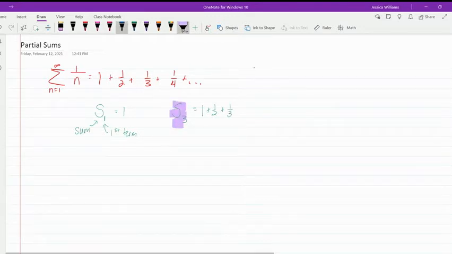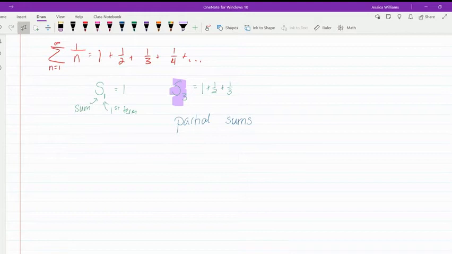These are called partial sums. They are partial sums because they don't go to infinity. We care about infinite sums. The first 3 is not a big deal. Even the first 198,000, not a big deal. We need infinity.